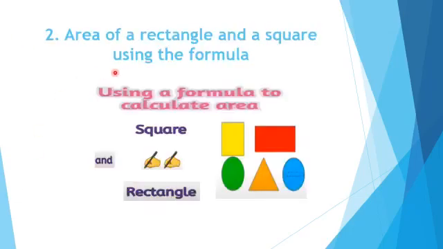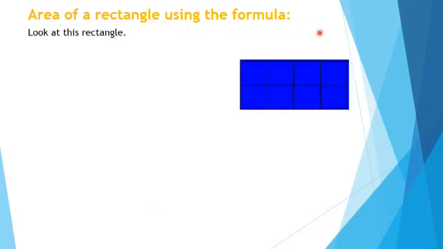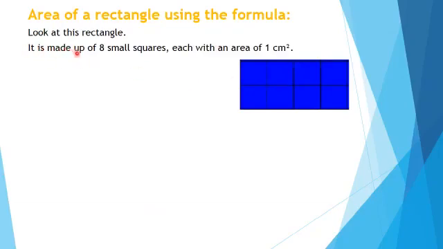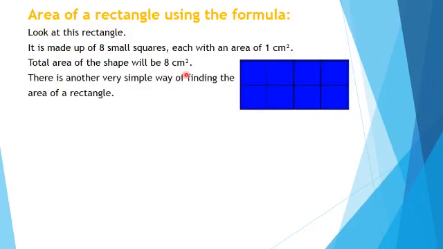Now coming to the area of a rectangle and a square using the formula. Area of a rectangle using the formula. Look at this rectangle. It is made up of 8 small squares, each with an area of 1 centimeter squared. So, the total area of the shape will be 8 centimeter squared.